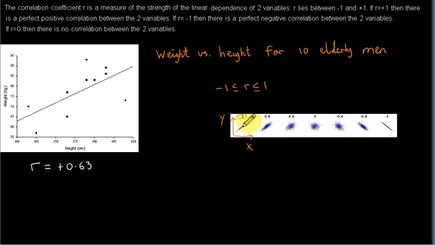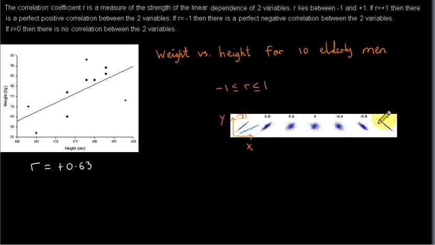Now it doesn't matter about the actual slope of this line. We could imagine another data set like this here. Quite a different slope. But if all the points lie perfectly on a straight line, then R equals 1. It doesn't matter how the line actually slopes.